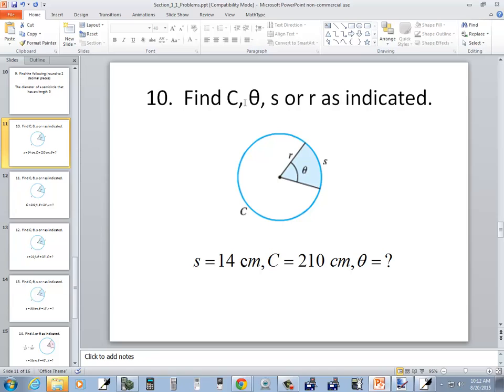C, of course, is our circumference. Theta is our angle it opens up. S is the distance of that arc, and then R is the radius.